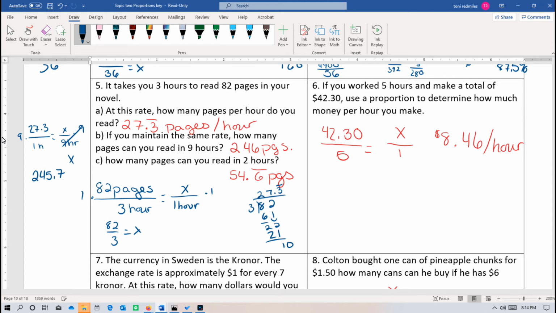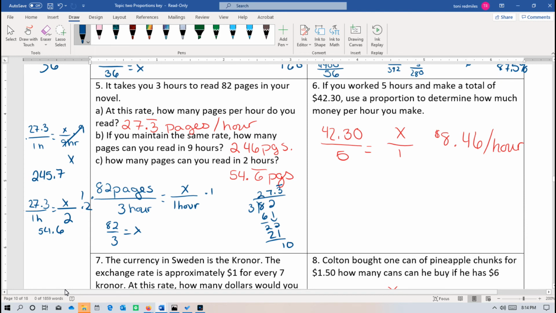Now, how many can you read in 2 hours? Same process. I have my unit rate of 27.3 in 1 hour, and I need to know how many I can do in 2 hours. So I'm putting my 2 on the bottom because it has to be equal with the hours over here. If I put hours on the bottom of one, I have to have hours on the bottom of the other one. So let's punch in my 27.3 times 2, and I'm going to get 54.6.